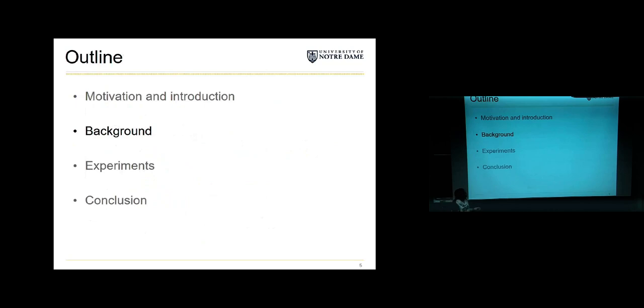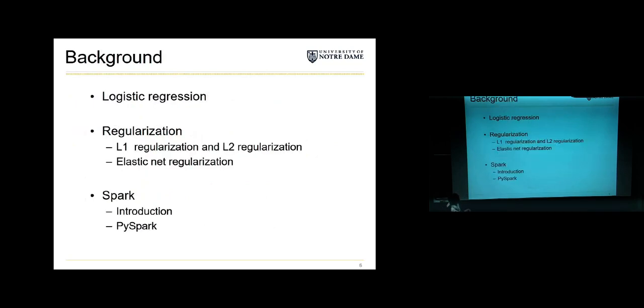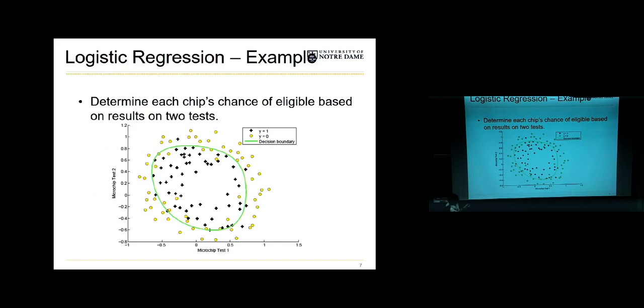So that's about the theoretical information. It's about logistic regression, regularization, and some introduction to Spark. Logistic regression is a classification method. This is an example which uses logistic regression to classify food chips and benches, where x and y are different taste scores of each chip.